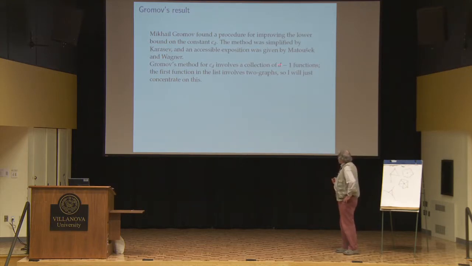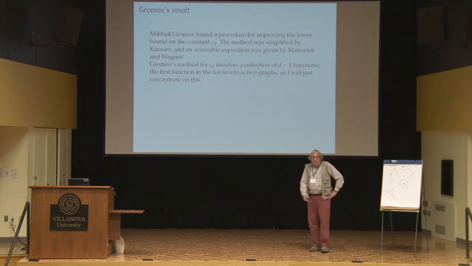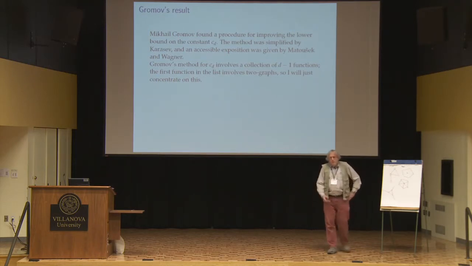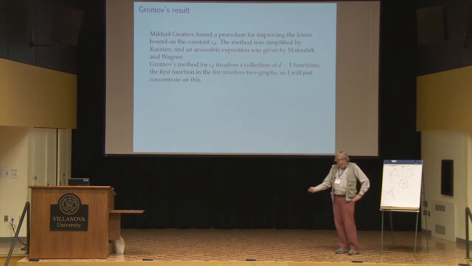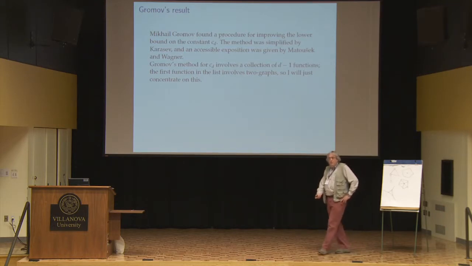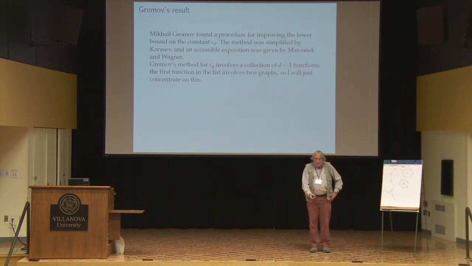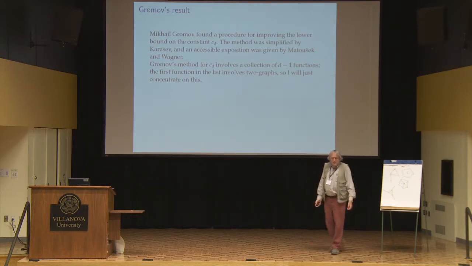So as I say, there are d minus 1 functions. There's a function index 2, one index 3, and so on all the way up to d. And if you knew those functions exactly, it would give you exactly the value of C_d. But in fact, if you get lower bounds for them, you can get a lower bound for C_d. And the point is, you can improve the bounds on C_d by just improving any one of those functions, which means if you can improve function number 2, for example, then you improve the lower bounds for every single one of these constants all the way up.